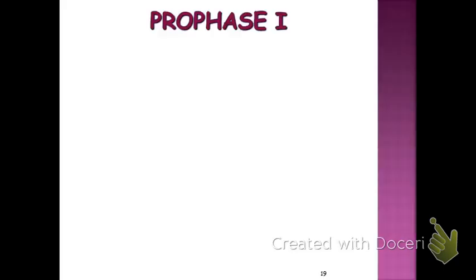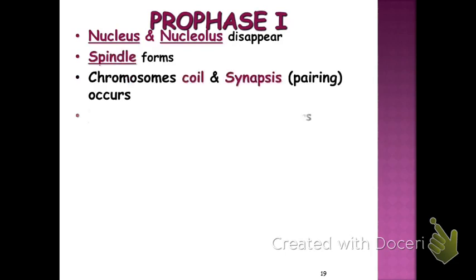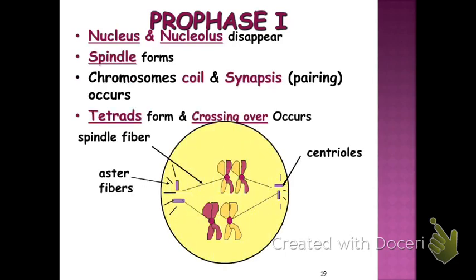Right, in meiosis 1, prophase 1, the nucleus and nucleolus disappear, our spindle forms, right, and crossing over happens. So the main thing I want you to know is that we have synapsis, we see our tetrads, and we cross over during prophase 1. Right? Those are the important things that you need to know from this.